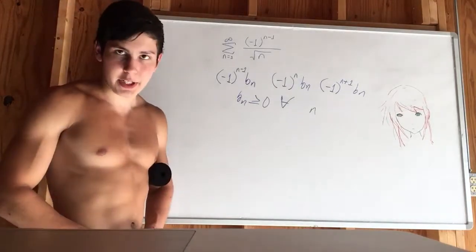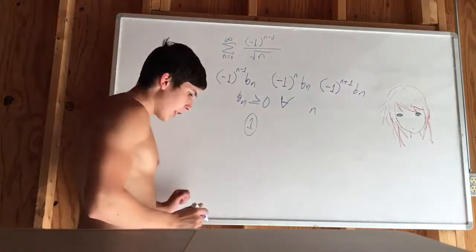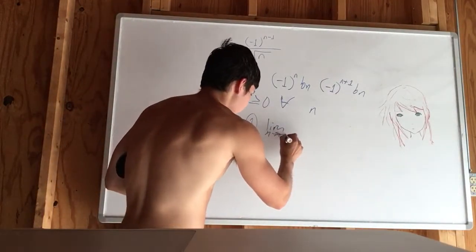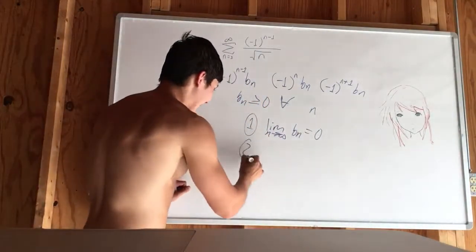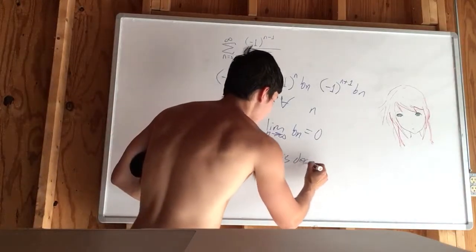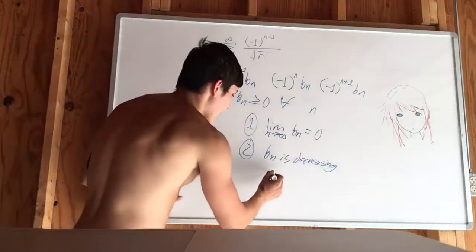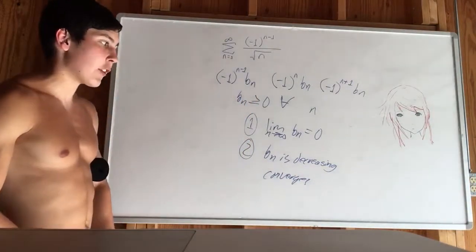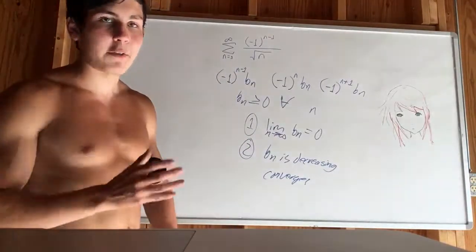What is the alternating series test? The alternating series test has two conditions. The first one is that the limit as n approaches infinity of b sub n equals 0, and the second condition is that b sub n is decreasing. Then you can say that it converges. We already eliminated absolute convergence, but it could still conditionally converge.